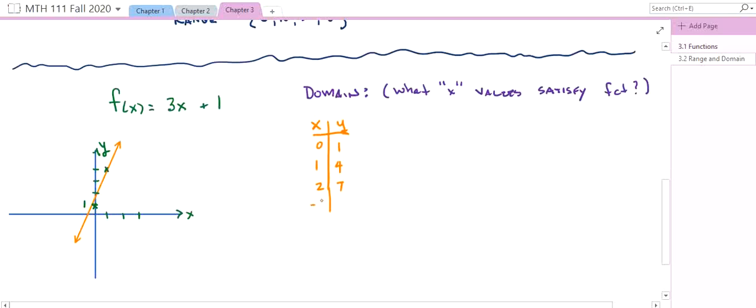Let's go left of 0, minus 1, that's minus 3, plus 1 is minus 2. Minus 2, that's minus 6 plus 1 is minus 5, it looks like. So even when I go in the negative direction, I can put in a value and the function is not invalid in any way. So for our domain, the domain is all real numbers.